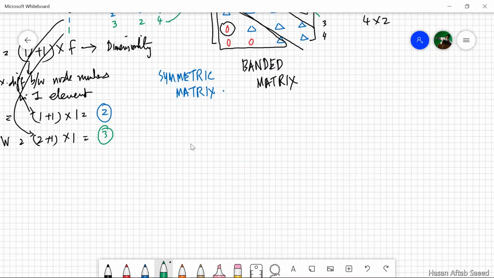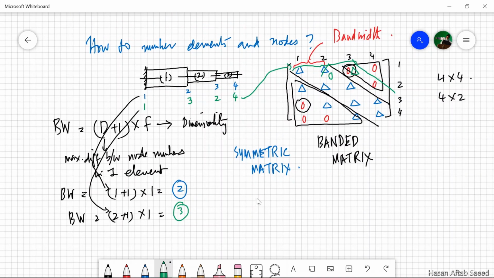Now 1D problems are easy in the sense that even if you didn't know this little detail about node numbering and the bandwidth, you still would have numbered the nodes like this, 1 2 3 4. It makes no sense to number something like 1 3 2 4. Nobody would do that, right? So it was intuitive as well, so there was no difficulty there.